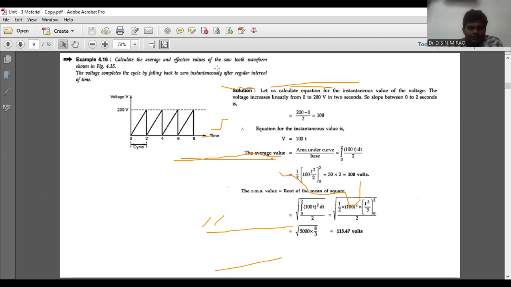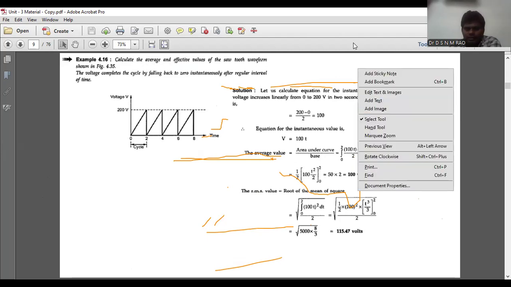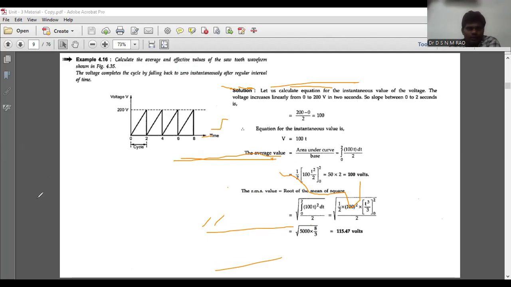Calculate the average and effective values. Effective value is nothing but the RMS value. Another name for RMS value is effective value. So calculate the average and effective value of a sawtooth waveform for the given signal. The voltage completes the cycle by falling back to zero instantaneously after a regular interval of time.